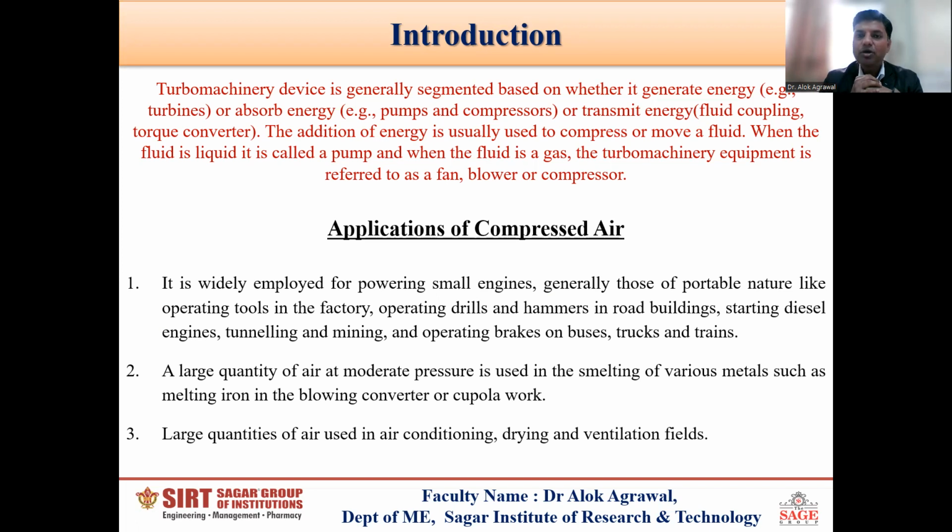Next is the power absorbing device, where we have to give power to the device, like pumps and compressors, because all those components run with the help of electricity. Next is the power transmitting device, which is mainly known as fluid coupling or torque converter, where the energy transfer takes place from one part of the system to another part of the system. So these are the three categories of turbomachines.